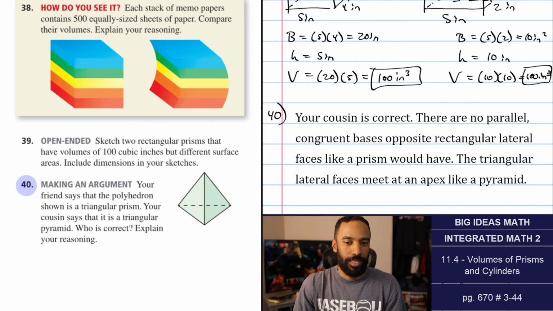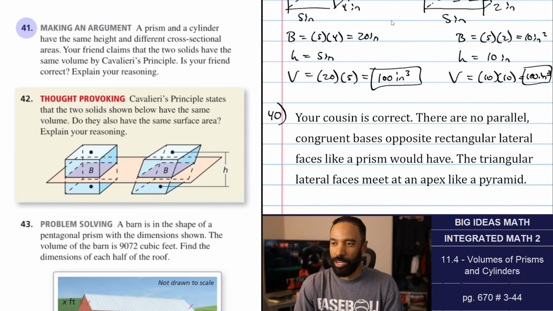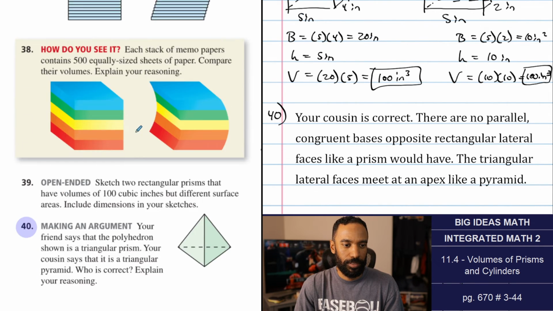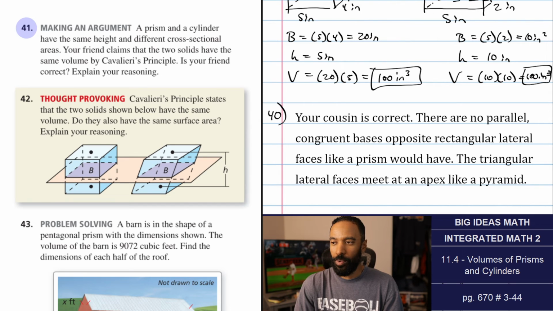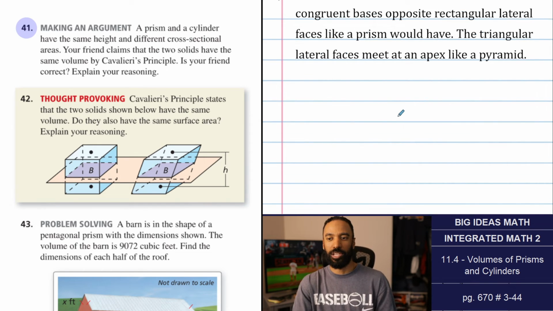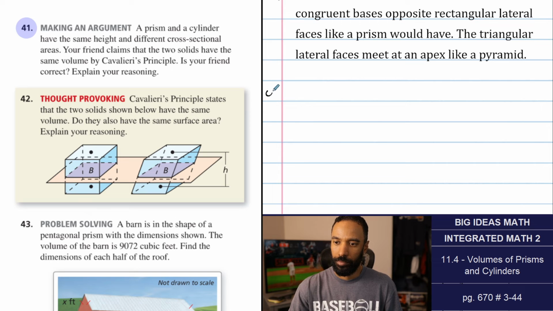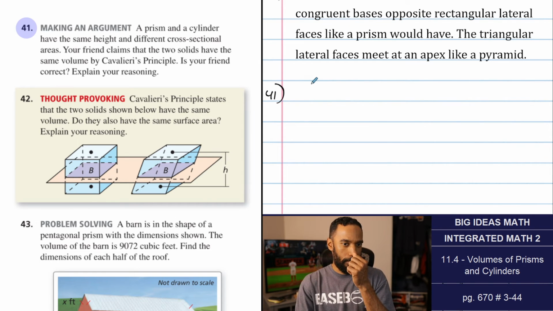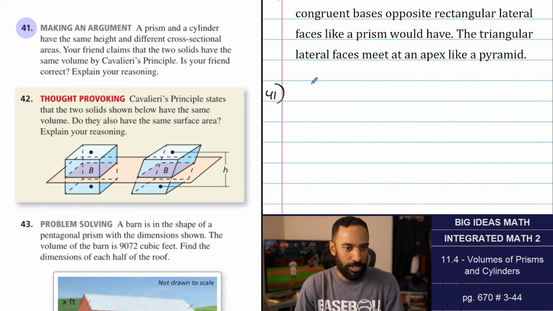Okay. That was fast. Number 41, making an argument. Wait, was that one making an argument as well? Yes, it was. So number 41, making another argument. A prism and a cylinder have the same height and different cross-sectional areas. Your friend claims the two solids have the same volume by Cavalieri's principle. Is your friend correct? Explain your reasoning.